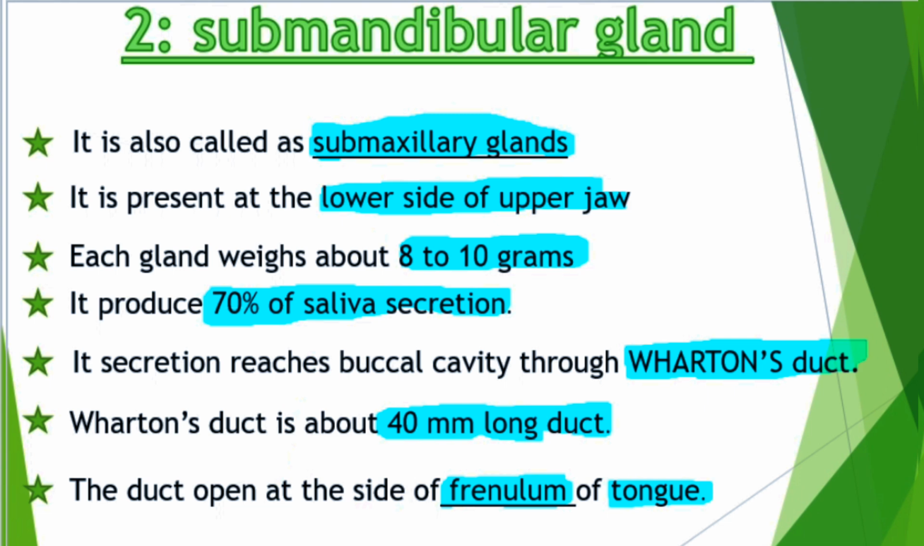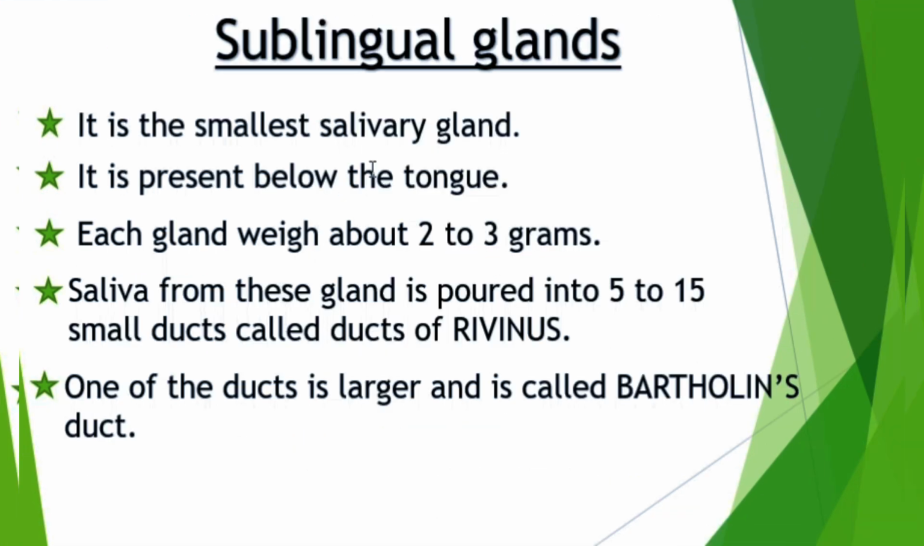Now the third major salivary gland is the sublingual gland. The first point regarding this gland is that it is actually the smallest salivary gland. So this is basically the smallest salivary gland. The next point is about the location where this sublingual gland is present. It is present below the tongue.